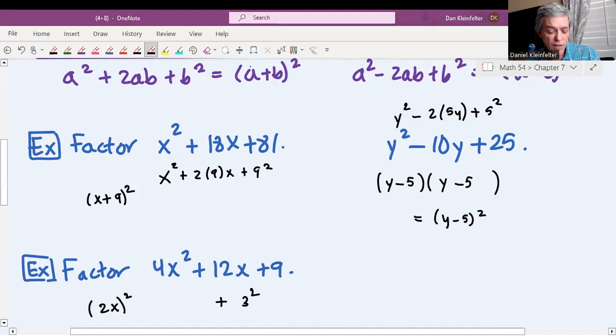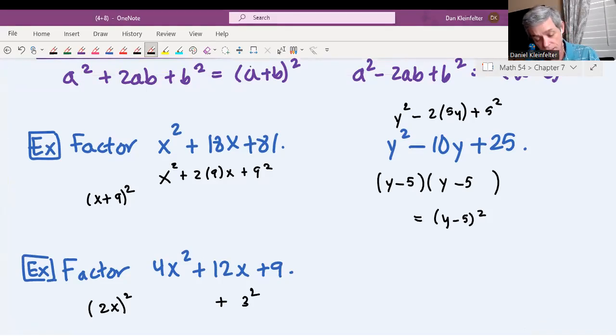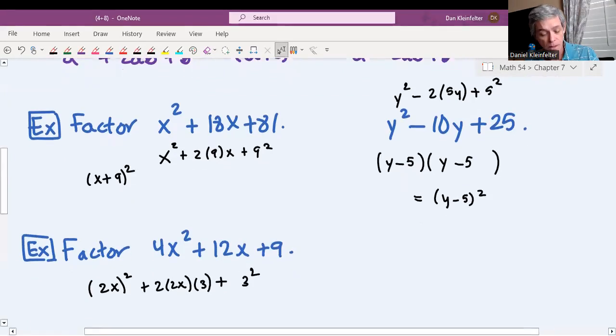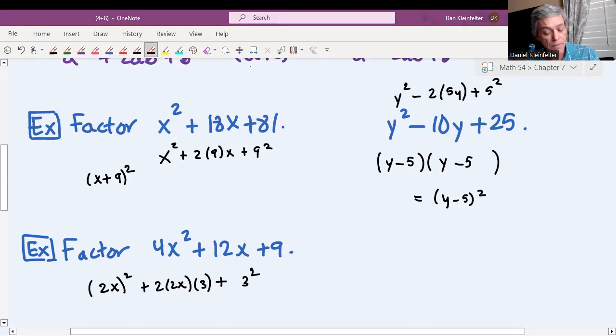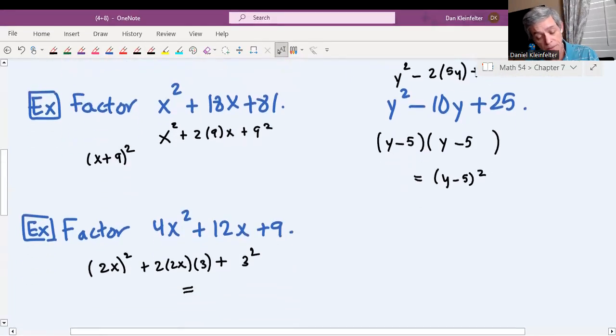So then if this is going to fit the pattern, that 12x has to be the same as 2 times 2x times 3. So 2, 2x, and 3. Okay, so 2 times 2x is 4x. 4x times 3 is 12x. So this fits the pattern we have up at the top of the screen. And so we'll have 2x plus 3 squared.